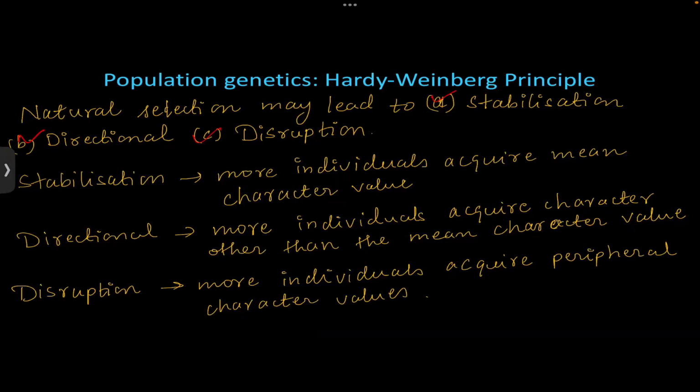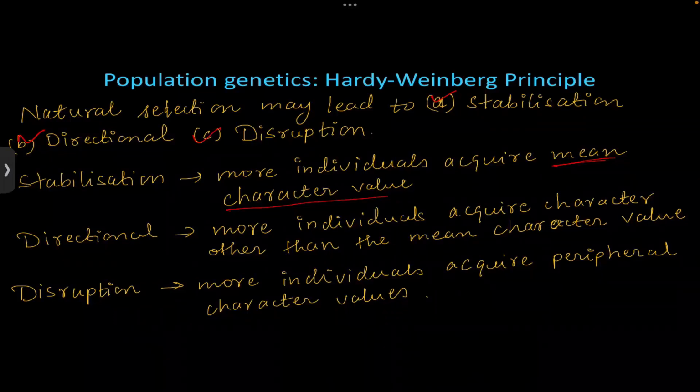So it can either lead to stabilization, meaning in a given population, more and more individuals acquire the mean character. Let's take the example of giraffe. In the population of giraffe, there are a few who have necks longer than the average. So the natural selection is of stabilization type. Then after a few generations, you will see more and more individuals will have the long neck only. Here the mean character is the long neck.